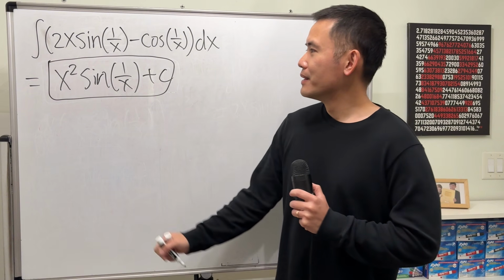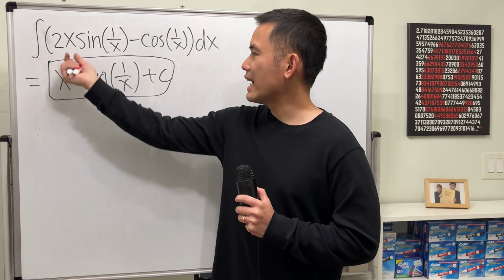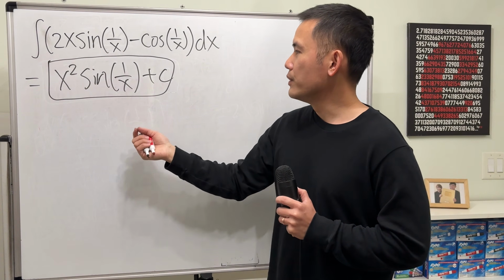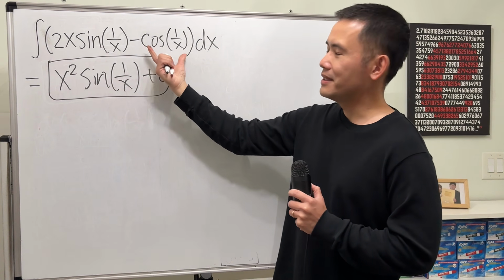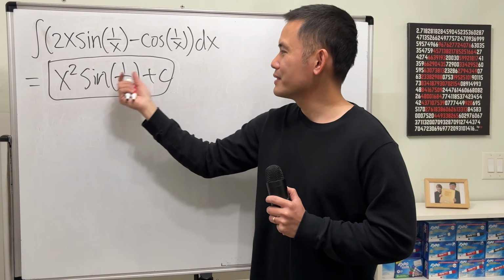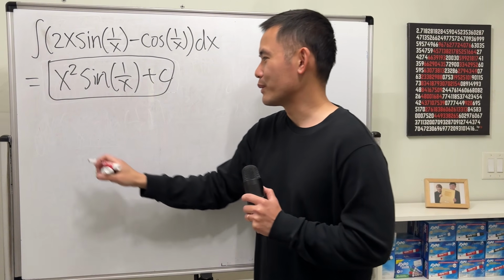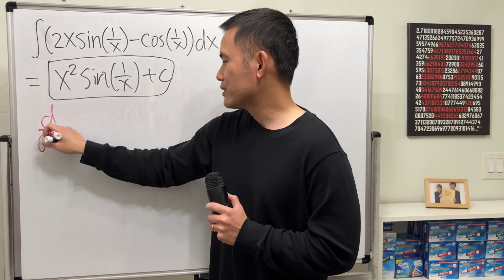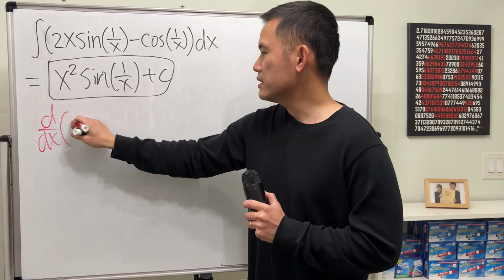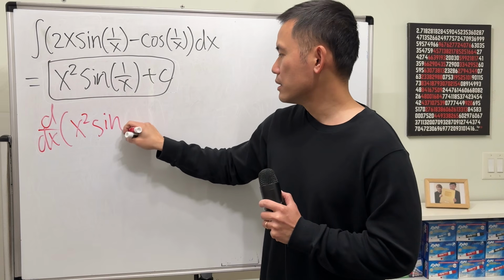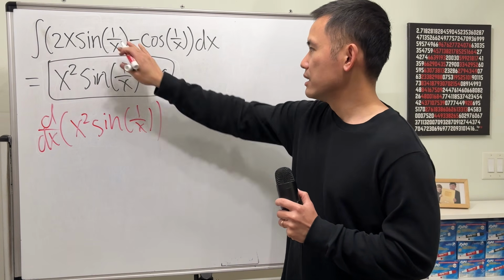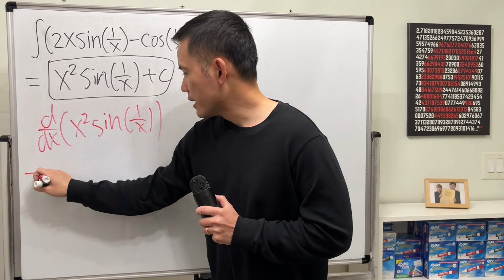Why? Because if you differentiate this, you get that. Keep the second, and then keep the first. Well, let me verify that with you guys. Yeah, in fact, it's just going to be differentiating this, and we have to use the product rule, and we will get this result. But let me write it down.